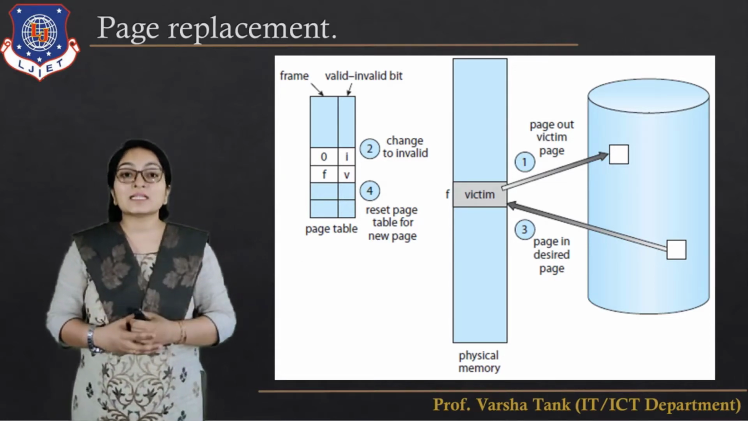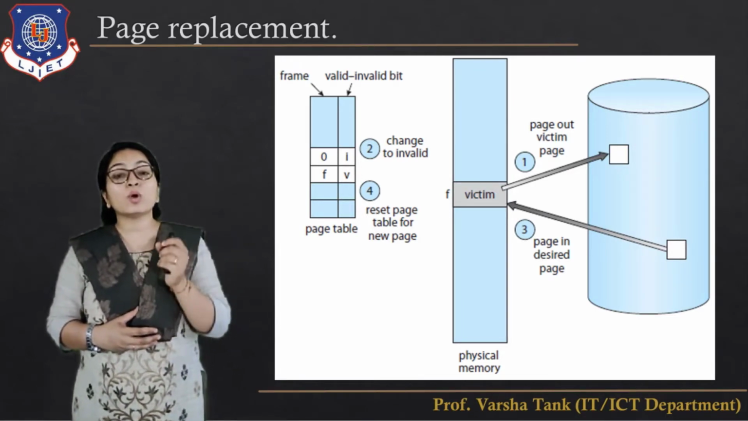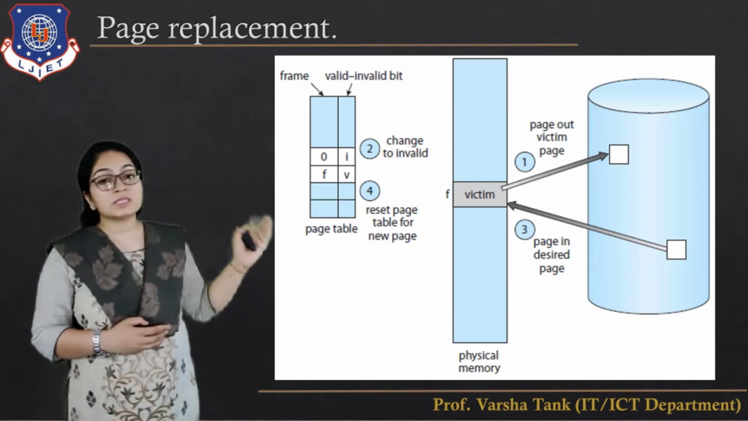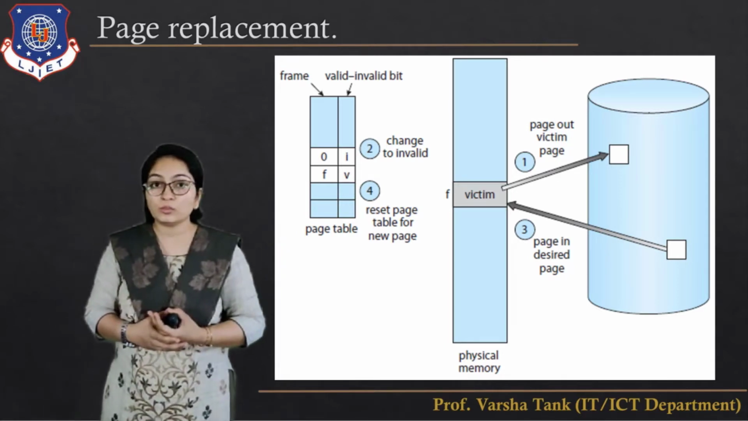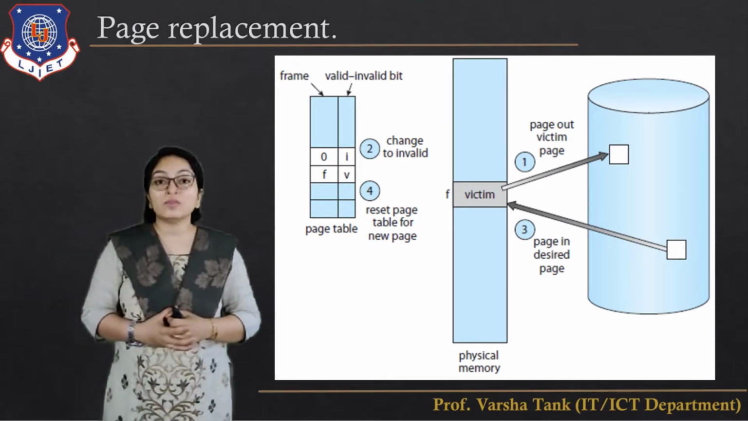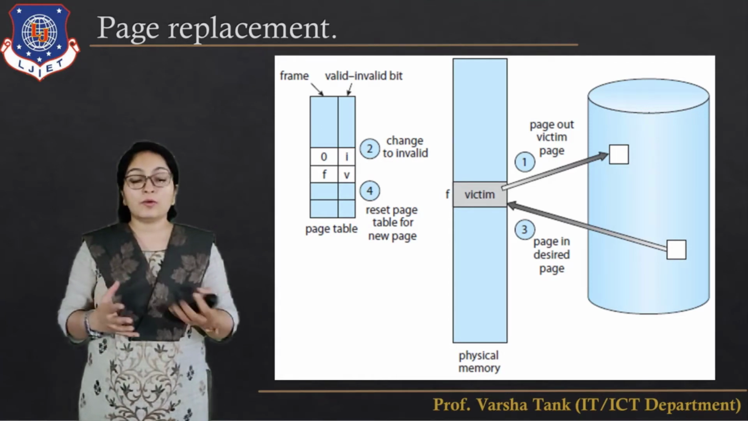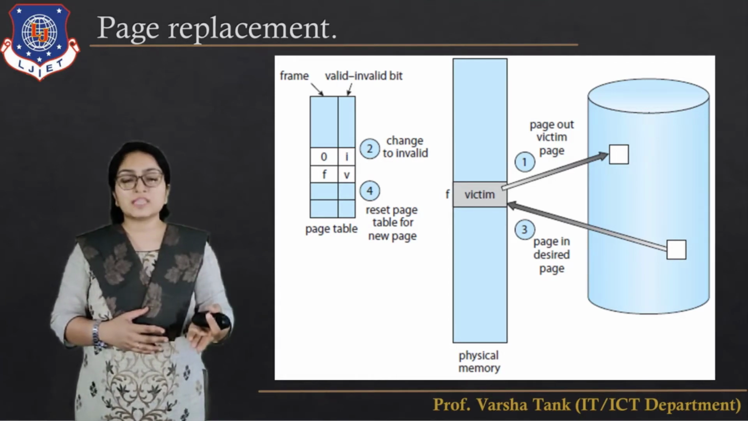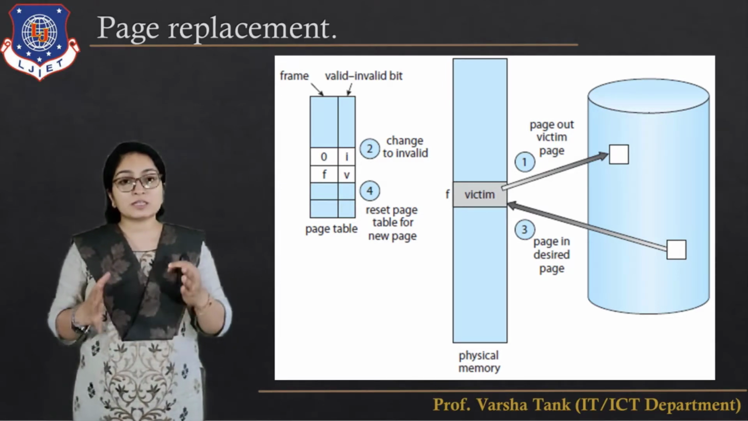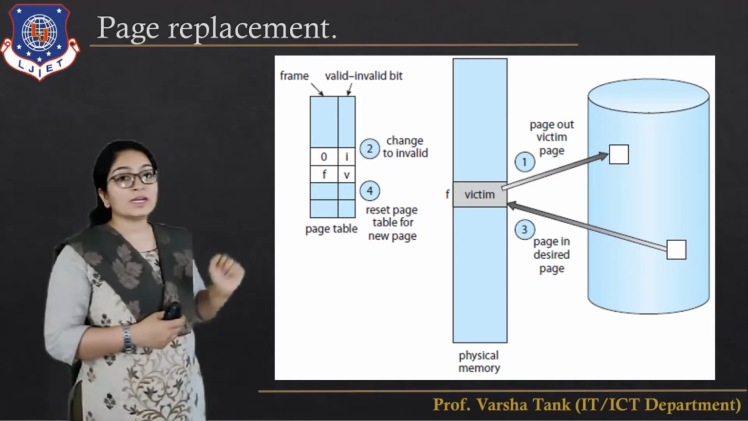Whatever pages are available in the main memory that are not needed now, at that time we will select one victim page that is going to be replaced. In this figure we see the scenario when a page is going to be replaced. The first step is to select the victim page. For selecting the victim page, there are many policies: first in first out, least recently used replacement, and optimal replacement, which we will see later on. In this lecture we will see first in first out. On the basis of that policy we will select one victim page.